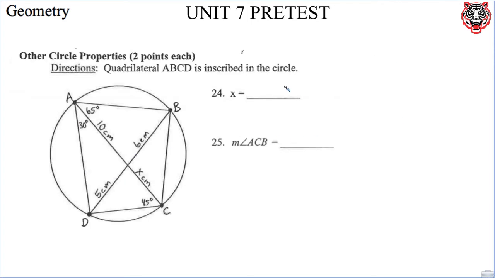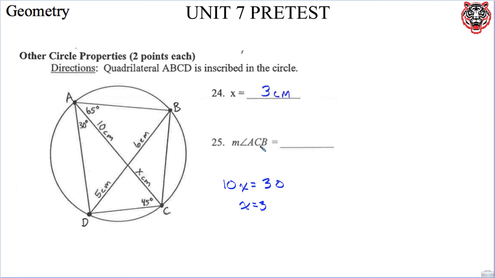And on to the last two problems. So we have a quadrilateral inscribed in a circle. We're looking for x, this length here. So this is just going to be our equation where we multiply our chords. So it's going to be 10 times x is equal to 5 times 6, which is 30. Divide both sides by 10, x is equal to 3. So 3, so don't forget units, centimeters.